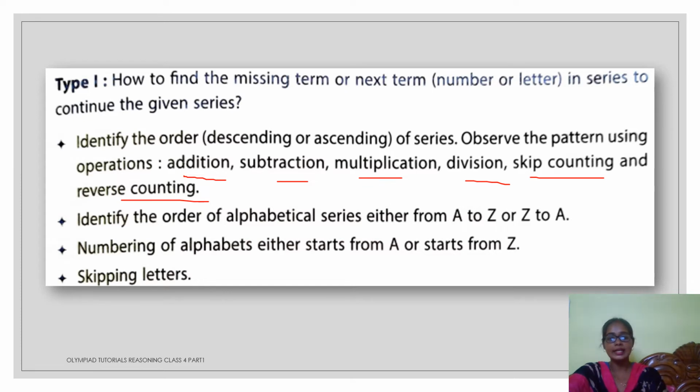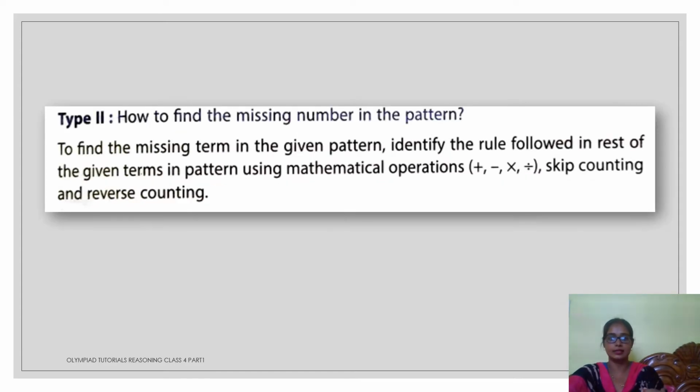Then again you can identify the order of an alphabetical series, either from A to Z or Z to A. The numbering of the alphabets should start from A, or it can start from Z. The series which will be formed can be formed even by skipping letters. Means you have to go on skipping a few letters, and then in that way, by just observing the series, you will get the missing terms or the next term in the series.